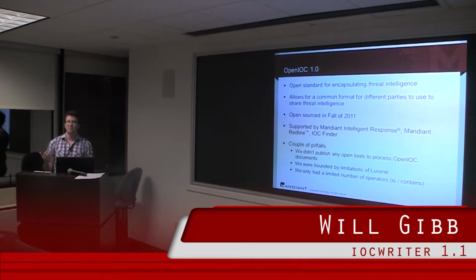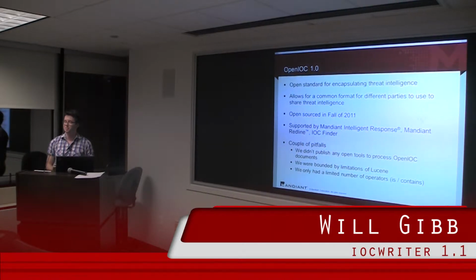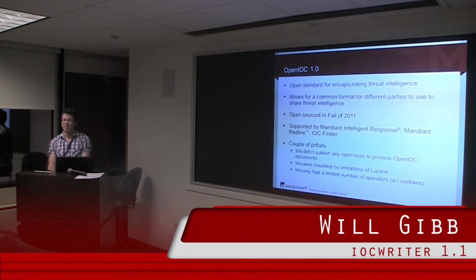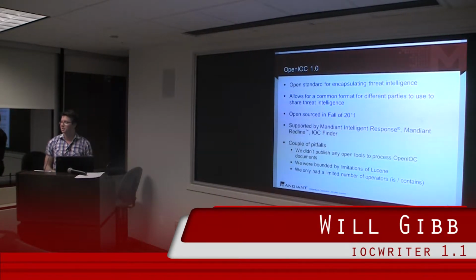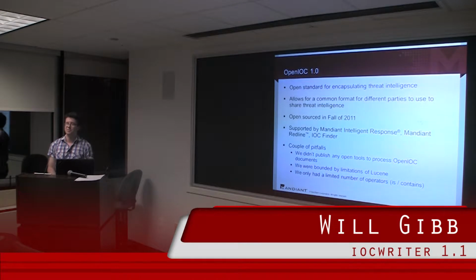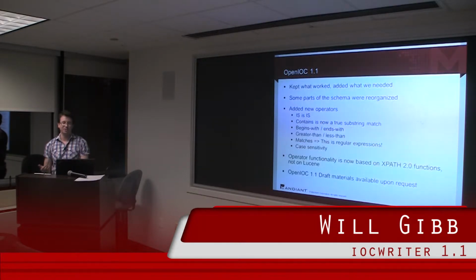Has anybody in here used Lucene for text matching? It can kind of get a little finicky, so there's some issues there. We only had a limited number of operators, so we were looking for string matches or substring matches. And for the folks that raised their hands with Lucene, Lucene doesn't really do substring matches as much as it does token matching. So we had these issues, and we wanted to toss out things that didn't work for us, and we wanted to keep things that did and build upon them.